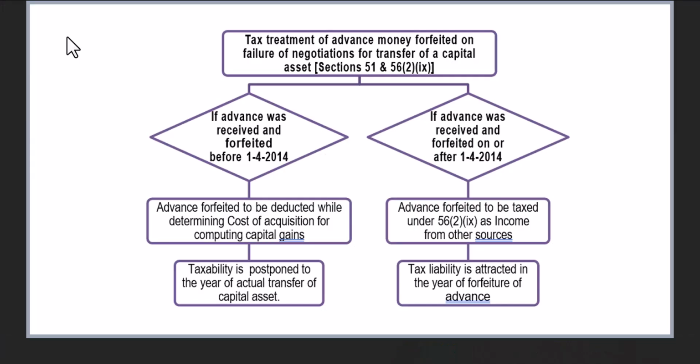Now, Kishore, can you read this? Sure, sir. Tax treatment of advance money forfeited on failure of negotiations for transfer of a capital asset. Section 51(2). Okay, just hold on.